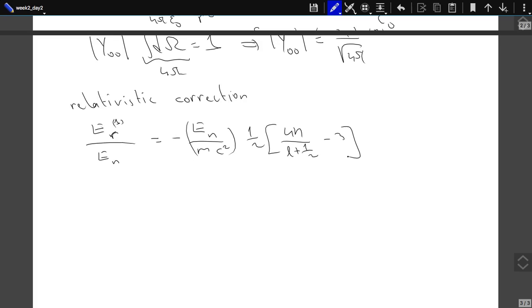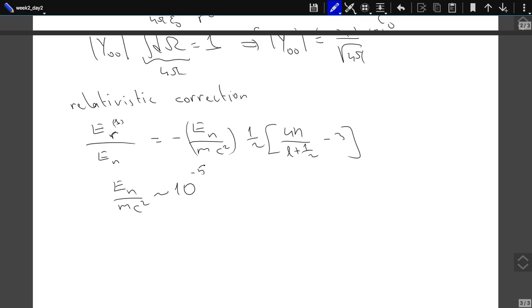So one thing that this did was it lifted the degeneracies between different L values, because before this correction the energy only depended on n, it didn't depend on L. For a given n, L can take different values and you have the degeneracy. And this relativistic correction just lifts it. Another observation is that this correction is proportional to E_n over mc squared, which we said is around 10 to the power minus 5. This is a small correction.